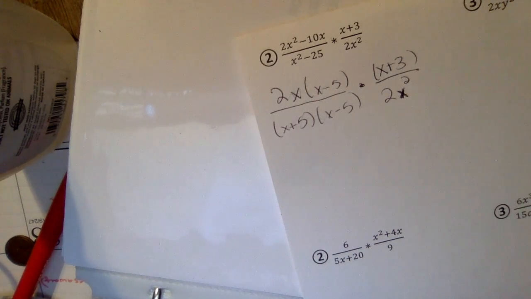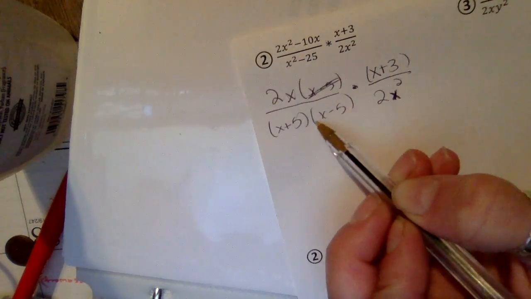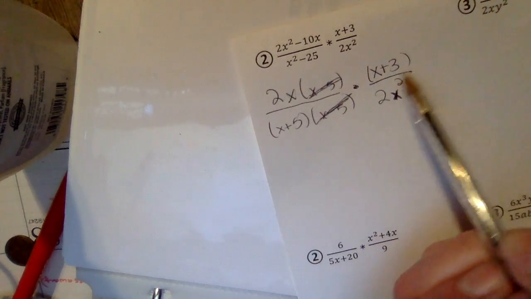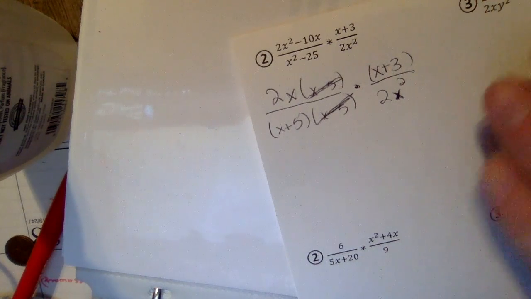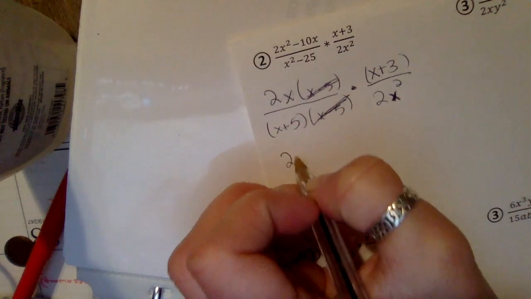So first thing is, let's look for terms that match or factors that match. And I have something that matches. I have the x minus 5. So since there's 1 on the top and 1 on the bottom, I'm going to cancel it out. Now, x plus 3 and x plus 5 do not cancel. So we could even rewrite it at this point if we want, or you don't have to. But I'm going to rewrite it. I like to gather everything.